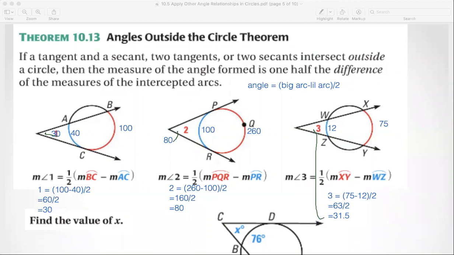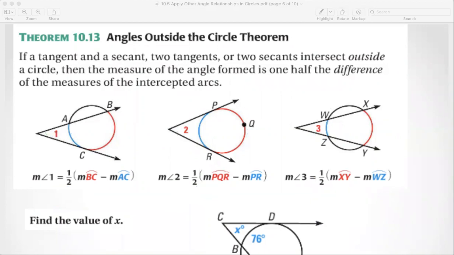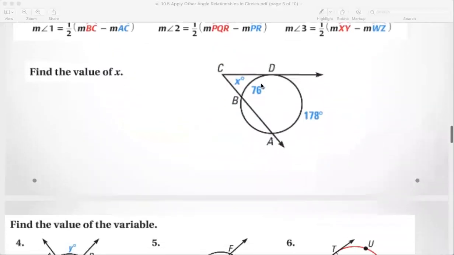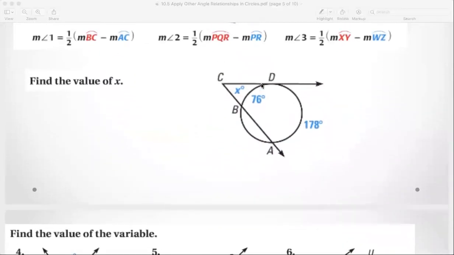All right, so I'm going to clear this, and we're going to scroll down and have you do this example right below it. Find the value of x here. All right, welcome back. What you see here is the solar system example, so it's going to be big arc minus little arc divided by 2. So angle x is equal to 178 minus 76, divided by 2. That turns into 102 divided by 2, which equals 51 degrees. Angle x is 51 degrees.